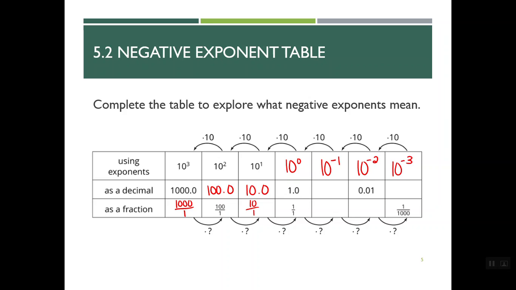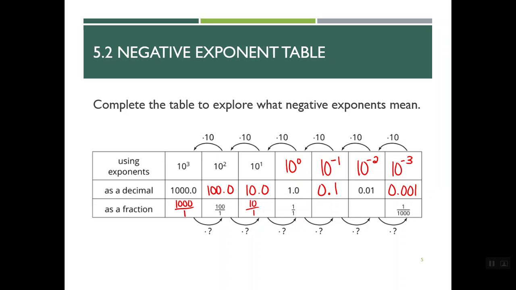In the next row, the second row, is writing things as decimals. You can kind of look for a pattern. So you can see 1,000 to 100, we've moved the decimal one time to the left. From 100 to 10, we've again moved the decimal one time to the left. Same thing from 10 to 1, moving the decimal one time to the left. So if we continue that pattern, if I move this decimal one time to the left, we would get 0.1. That pattern continues with 0.01. And then finally 0.001.